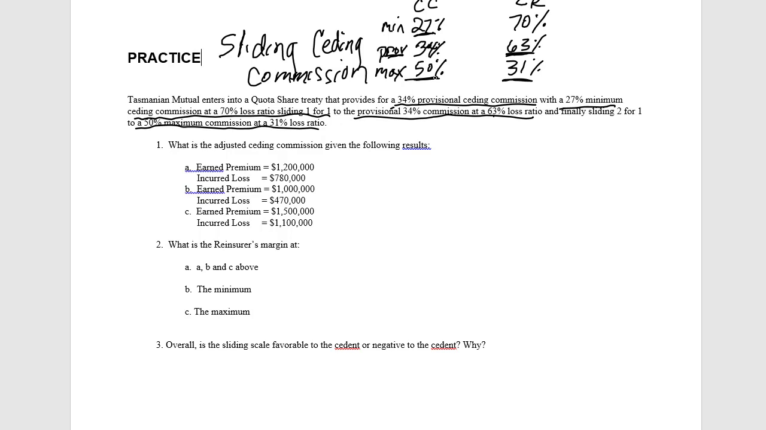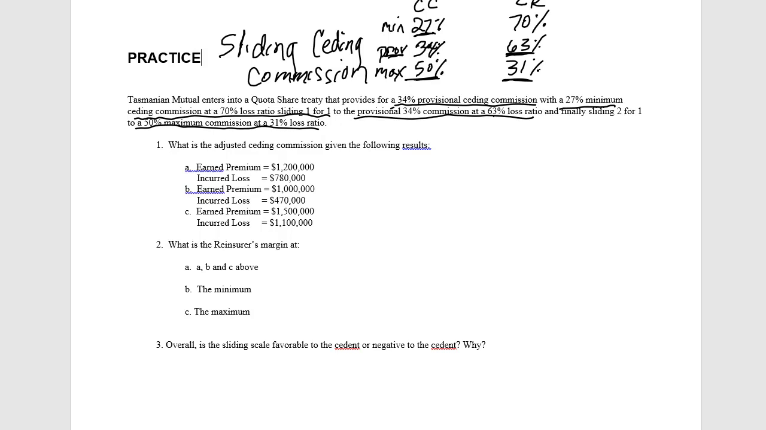Notice how the loss ratio and the ceding commission move in opposite directions. This makes sense because the higher the loss ratio, the worse the book of business performed. And the lower the loss ratio, the better the book of business performed. So this is a way of rewarding the cedant who, remember, has underwriting authority, who actually is the one that gets this business in and underwrites it based on the riskiness as they've evaluated it.